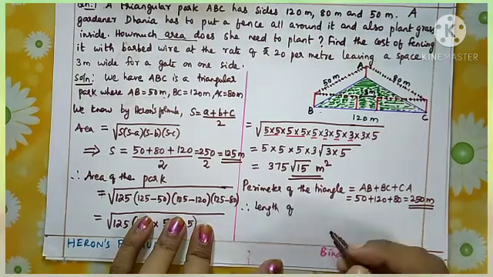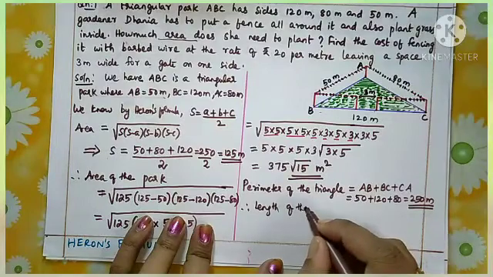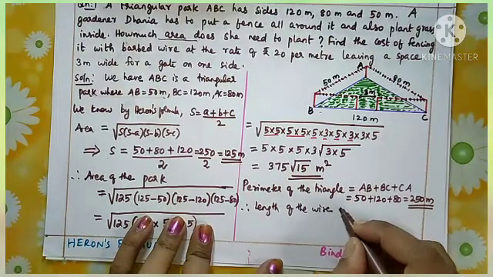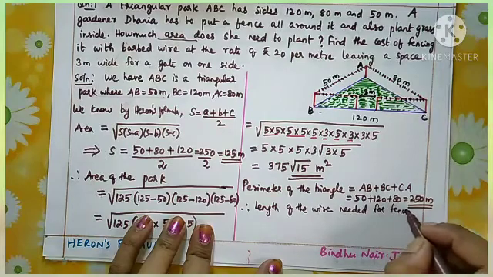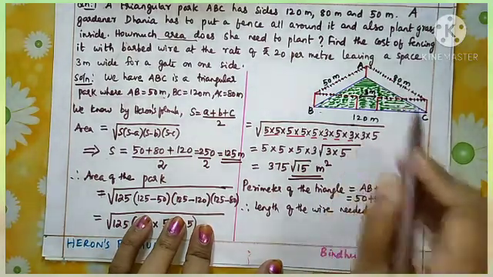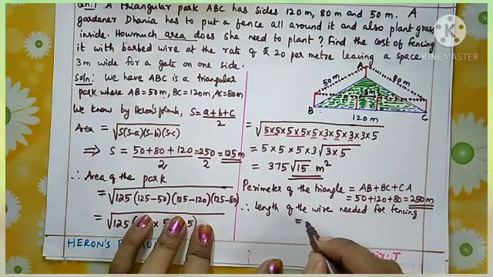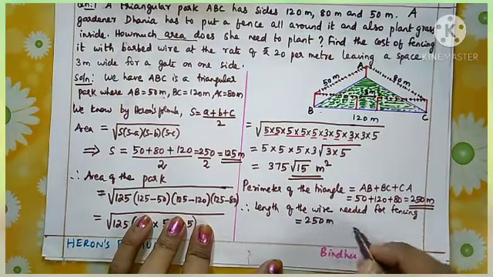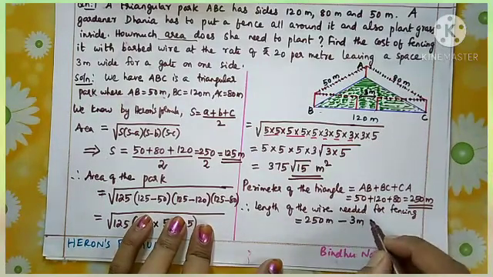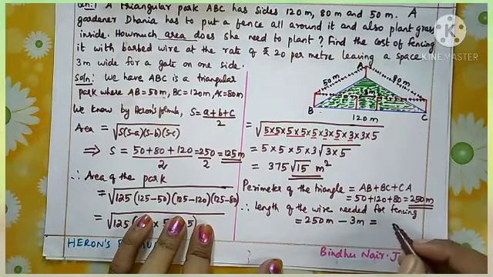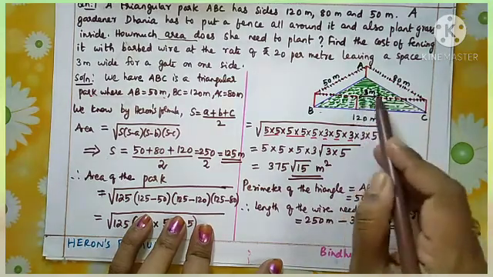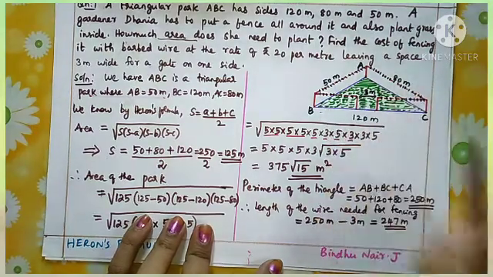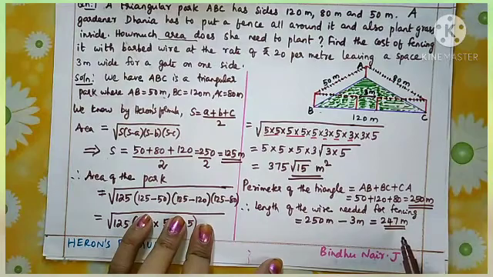That is our question: the length of the wire needed for fencing. So we are avoiding that gate region. That is equal to 250 meter minus that 3 meter. So 250 minus 3 is 247 meters. So excluding this gate region, the total perimeter comes to 247 meter.